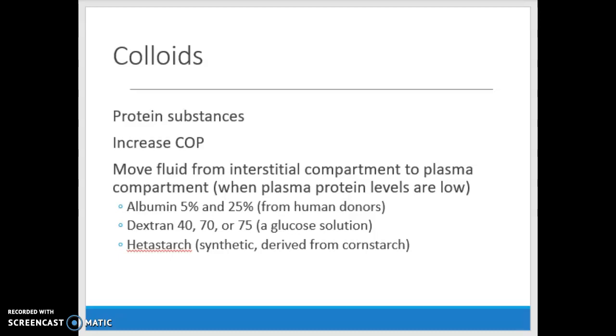We will use albumin 5% or 25% from human donors, a dextran 40, 70, or 75, which is a glucose solution, or hetastarch, which is a synthetic solution derived from cornstarch. These are used as colloid replacement and to increase the colloid oncotic pressure.